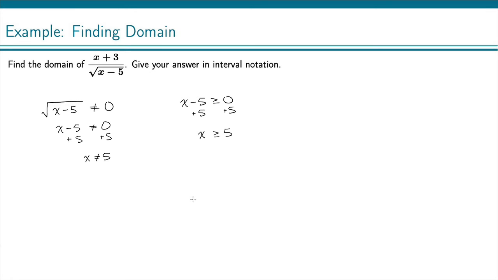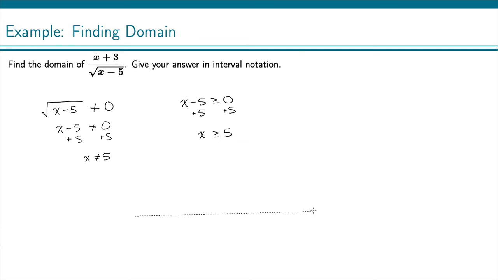Now, for my domain, I know that I need both of these to be true. So if I need x to be greater than or equal to 5, and x cannot equal 5, the overlap then is that x has to be strictly greater than 5. Now I'm actually going to draw a little picture of this because I think it's easier for students to see it visually.